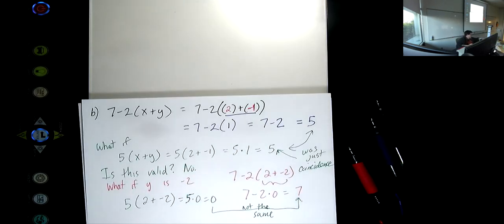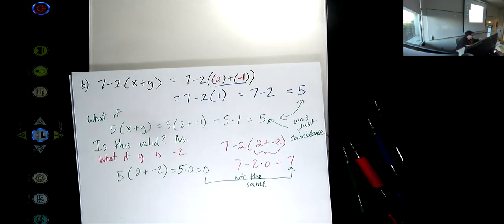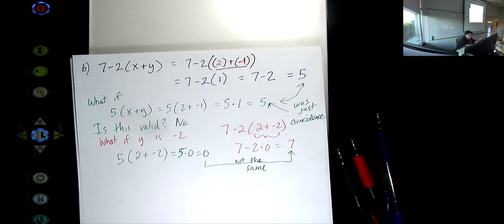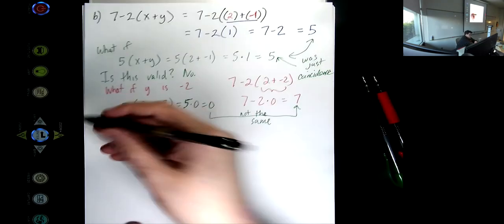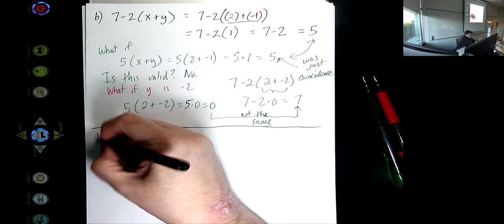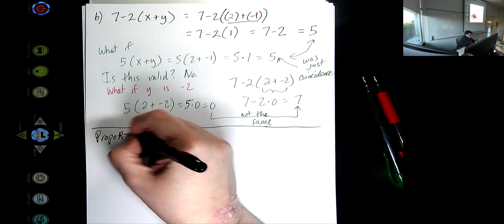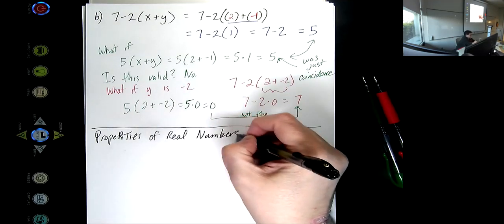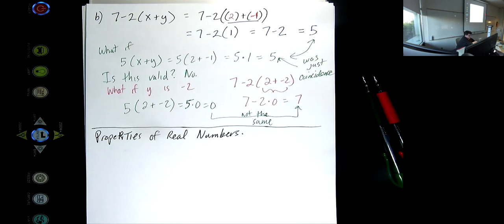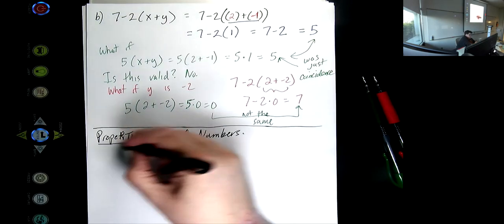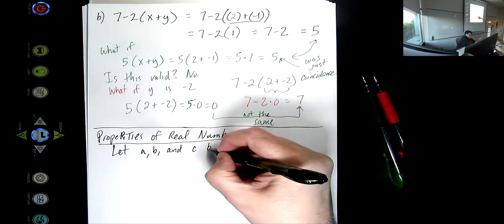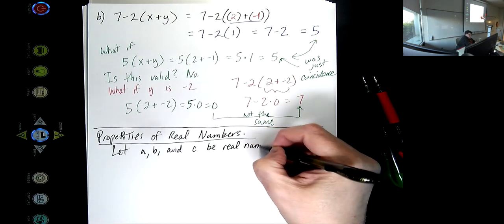Next topic is the properties of real numbers. This is page 3. Maybe I'll start on this page because I've got a lot. I'm just going to take it on the next page. Properties of real numbers. And for this information, we're going to let A, B, and C be real numbers, because we're going to do this in the general form.